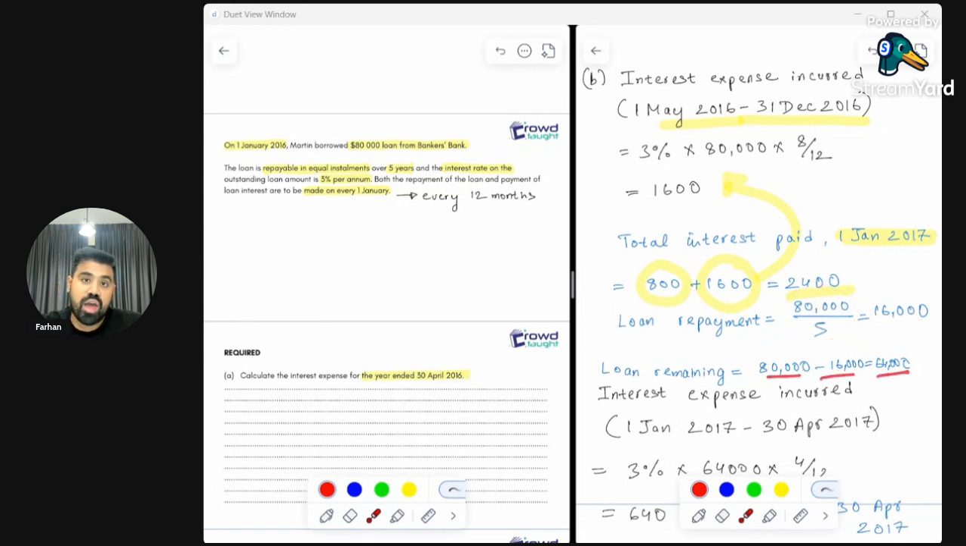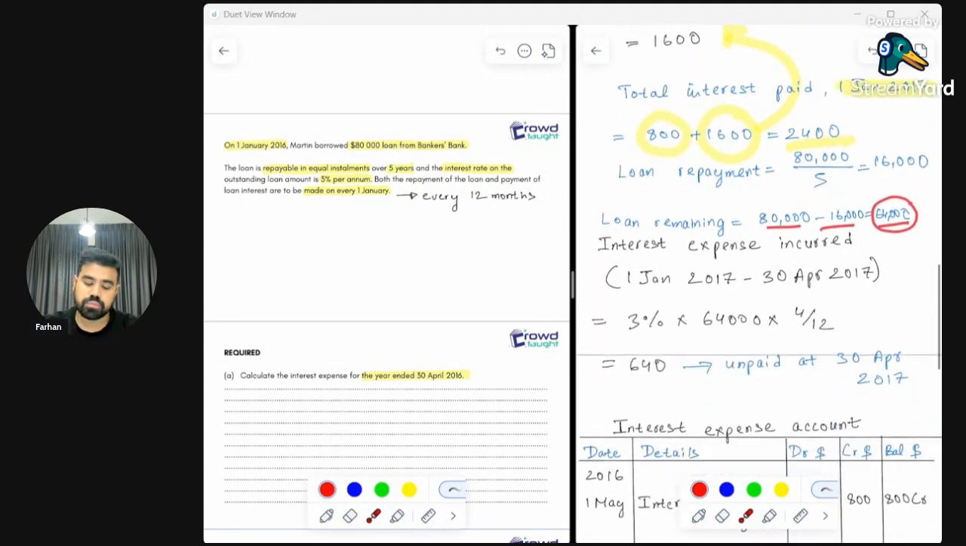So now we have to calculate the interest expense for the remaining months in this new financial year ending 30 April 2017, using this loan balance of $64,000. So, the interest expense incurred from 1 Jan 2017 until the end of 30 April 2017, which are the 4 months of January, February, March, and April 2017.